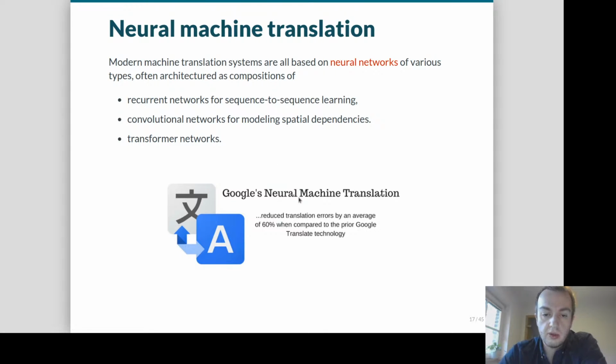And so this is a quote, for example, from Google regarding their neural machine translation system. It's from a few years ago, but one thing they said is that when they switched to a neural network-based machine translation system, while before they were using this kind of statistical driven approach, they reduced translation errors by an average of 60% when compared to this previous technology.